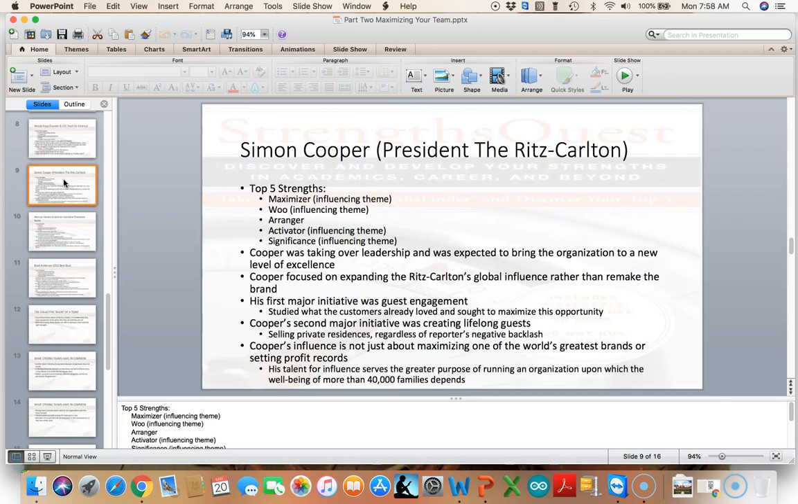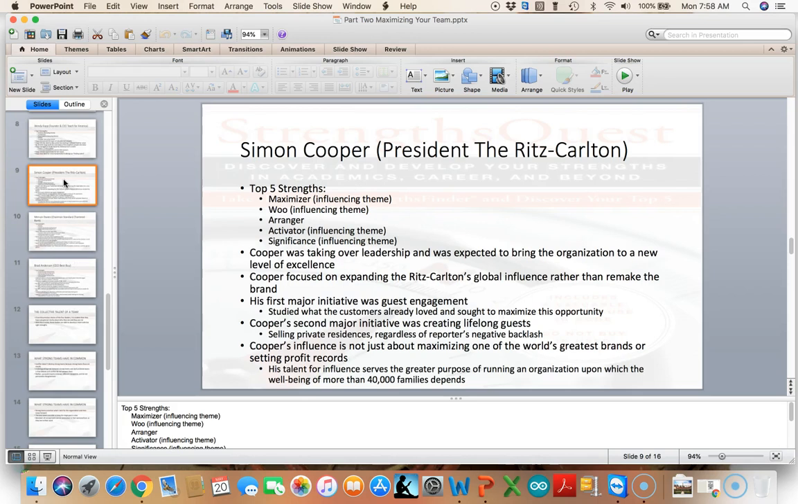His first major initiative was guest engagement, as he studied what the customers already loved and sought to maximize. Cooper's second major initiative was creating lifelong guests, and he did so by selling private residences, regardless of the reporters' negative backlash. Cooper's influence is not about maximizing one of the world's greatest brands for selling profit records.